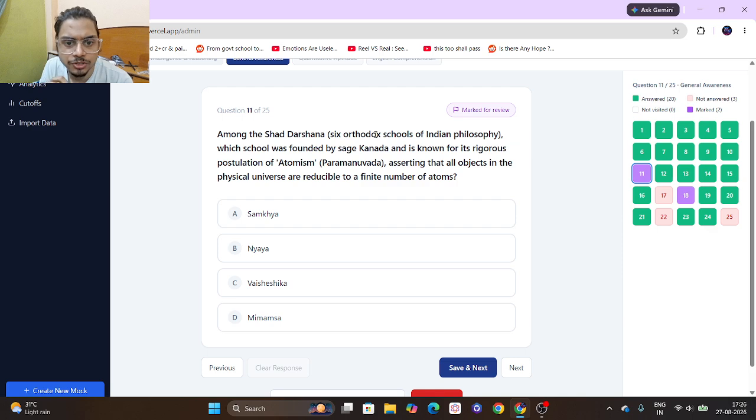Among the Shad Darshan, the six orthodox schools of Indian philosophy, which of the following was founded by sage Kanada and is known for its rigorous postulation of atomism, Paramanuvad, asserting that all objects in the physical universe are reducible to a finite number of atoms? Sankhya, Nyaya, Vaisheshika, or Mimamsa?